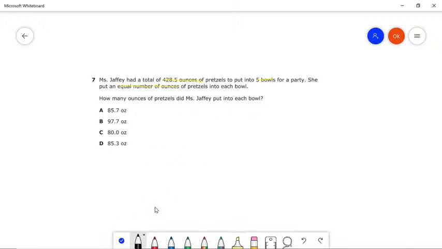So, to draw this out, Mrs. Jaffe has this much pretzels. Let's just use this shape to display how much pretzels Mrs. Jaffe has. And let's just say this is 428.5 ounces. And you know what, let's not make it a weird shape. Let's make it a rectangle.